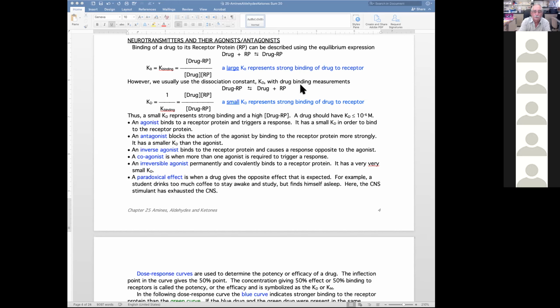So if you ever take pharmacology or study it, you better be sure what you're talking about. Are you talking about KB or KD? Because they are the opposite direction, right? One is the inverse of the other.